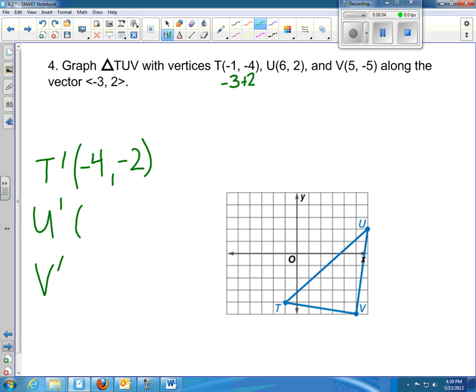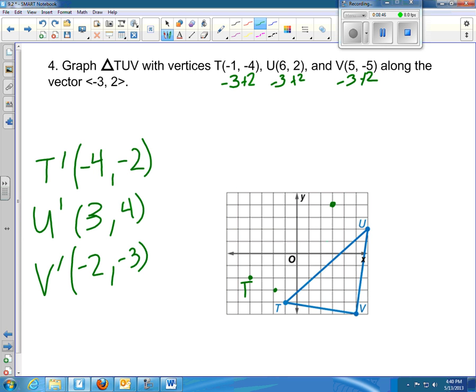U, 6 minus 3 gives us 3. And 2 plus 2 gives us 4. And V, 5 minus 3 is going to give us negative 2. And negative 5 plus 2 gives us negative 3. Let's go ahead and graph that. T prime is going to be at negative 4, 1, 2, 3, 4, and down 2. T prime. U prime is at 3, 1, 2, 3, and then up 4. 1, 2, oops, wrong way. 1, 2, 3, 1, 2, 3, 4. And then finally V prime is negative 2, negative 3.